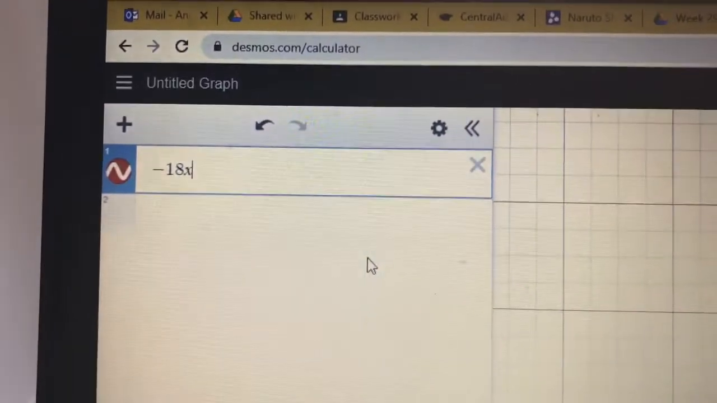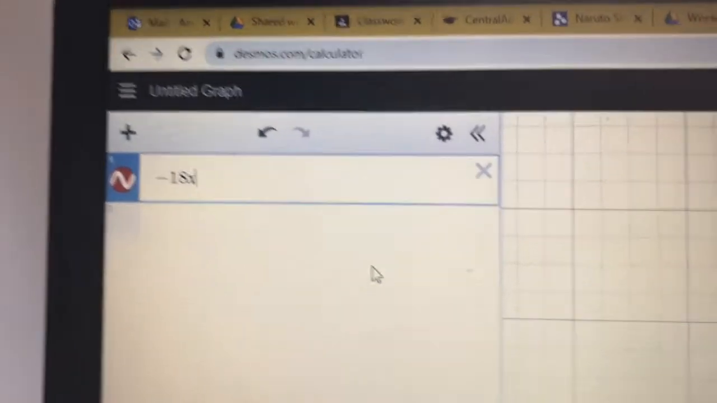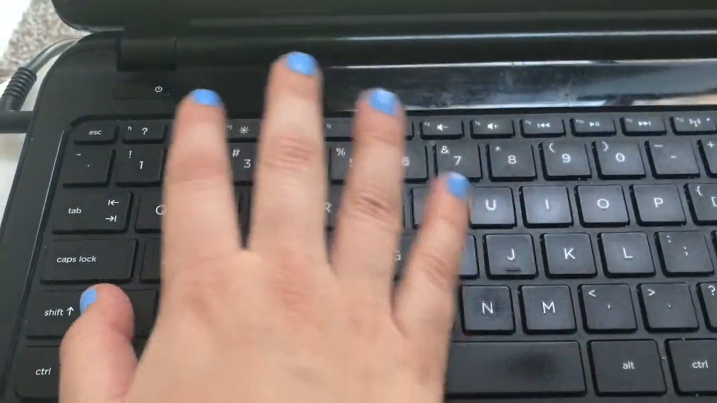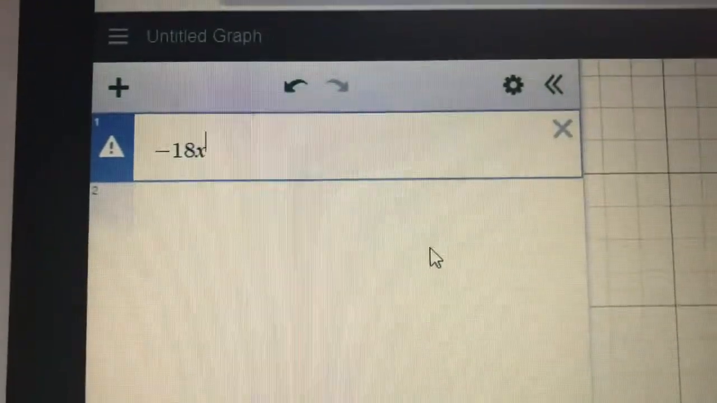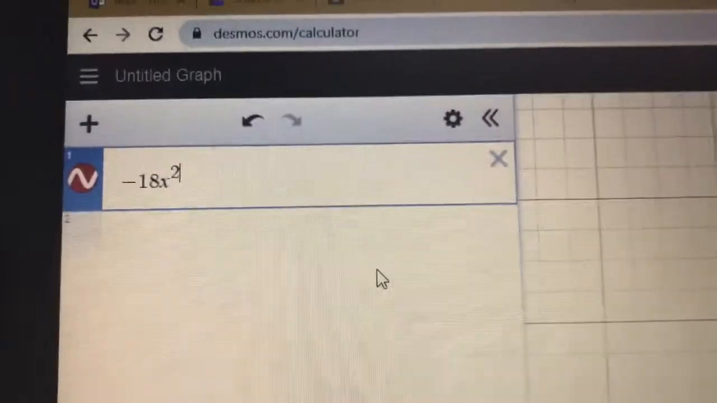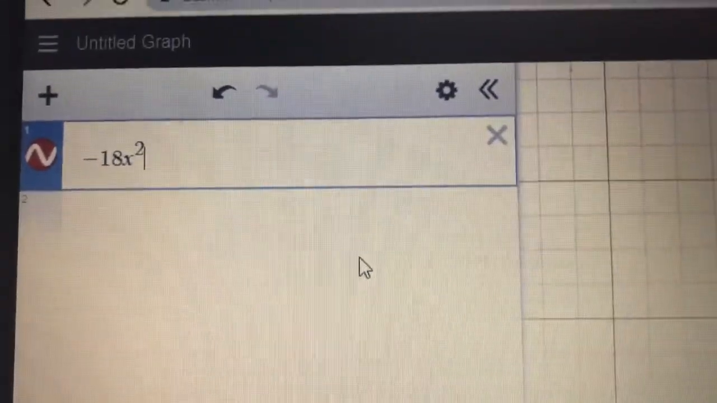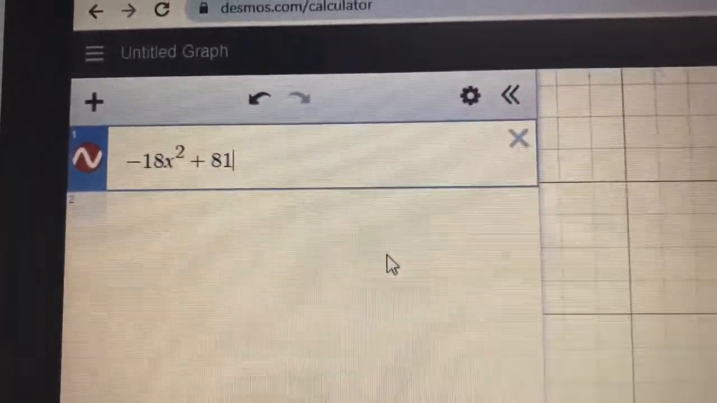18x. Now, a lot of you are going to ask me, how do I write the little 2 at the top? How do I write squared? Don't forget, we do shift and 6 at the same time. Well, technically shift, then 6, and see, it'll bring you up to the top so you can type your 2. Now, if you keep typing, it'll keep it in the exponent, so make sure you arrow down, and it'll bring your cursor right back down where you can type the rest, plus 81x.